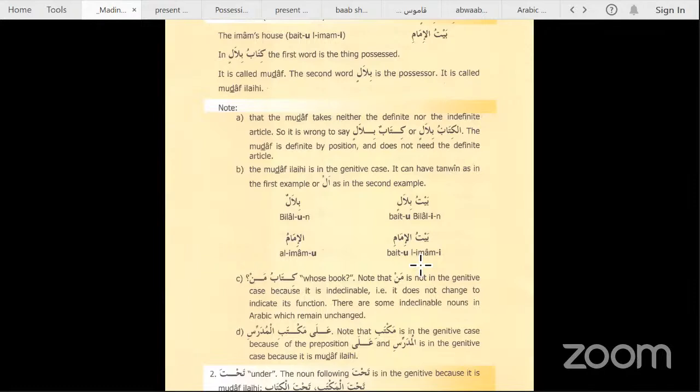Okay, so if imam came without alif lam, how would we read it? If imam came without alif lam, it would be a meem with tanween. So how would it be, sister? Baytu imamin. Excellent. And if the word Bilal had alif lam, how would that be recited? At the moment, it's Baytu Bilalin, but if it's Baytu al-Bilal, how would it be then? Baytu al-bilali. Excellent.